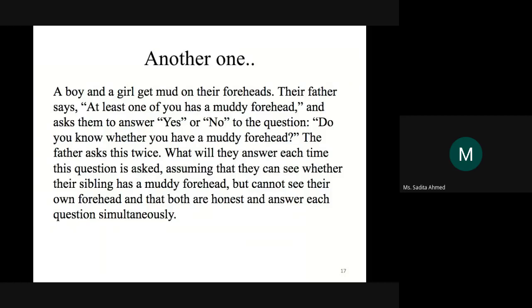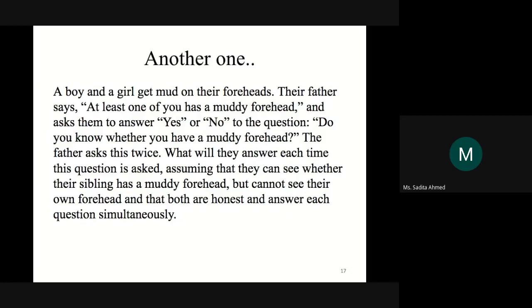The dad tells the boy and the girl. Now the boy and the girl know that at least one of us has a muddy forehead. Next, the dad asks the question: do you know whether you have a muddy forehead? To this question, the boy and the girl can either answer yes or no.